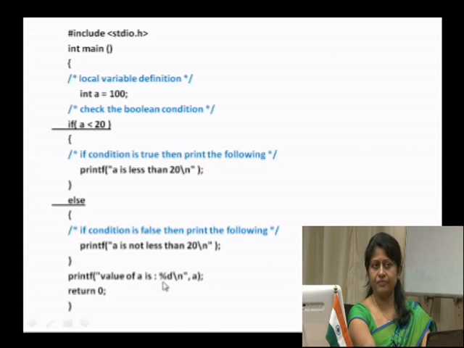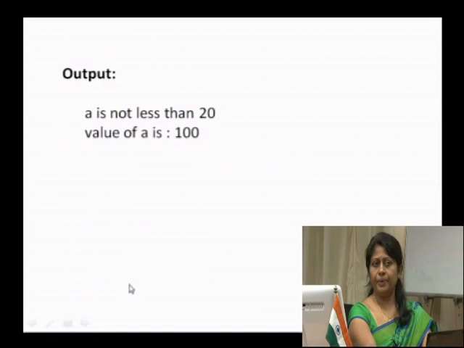So look at the program once again. You have an integer variable a which is defined with a value 100 in the beginning. Then you are checking with the condition if a is less than 20. Since it's not less than 20, it does not execute the if code. It jumps into the else code and prints the statement, and then it comes out of the if block and prints this statement. So your output would be a is not less than 20 and value of a is 100.